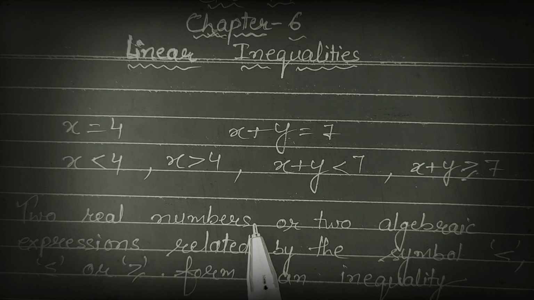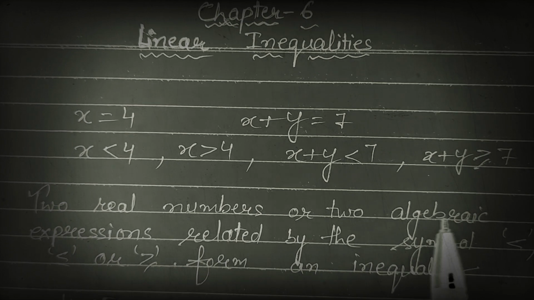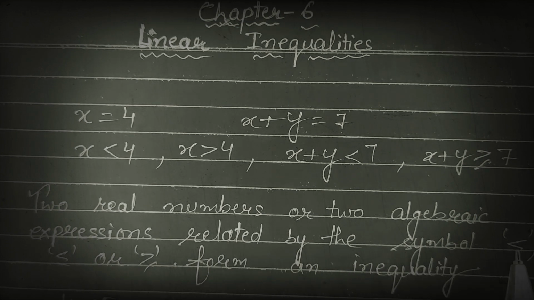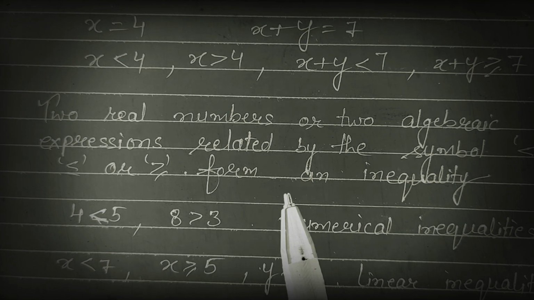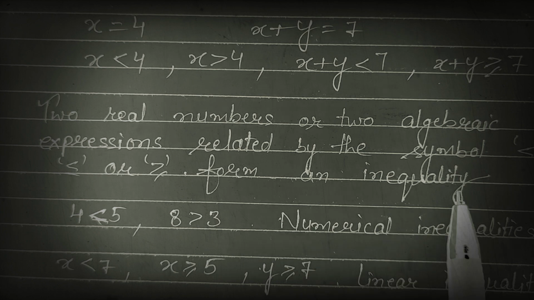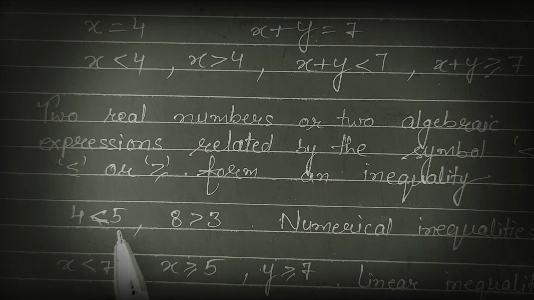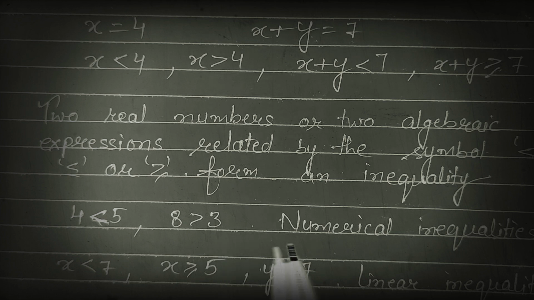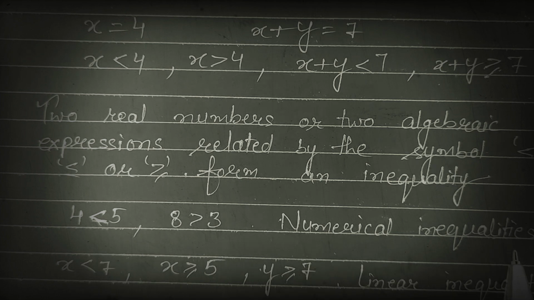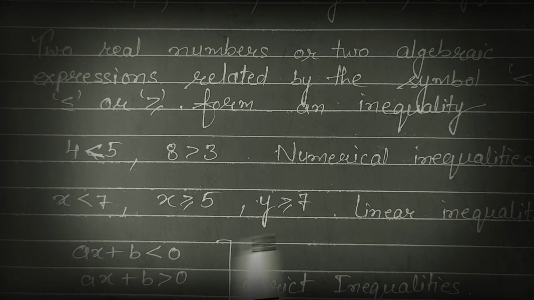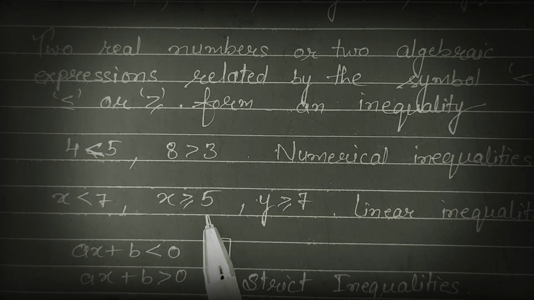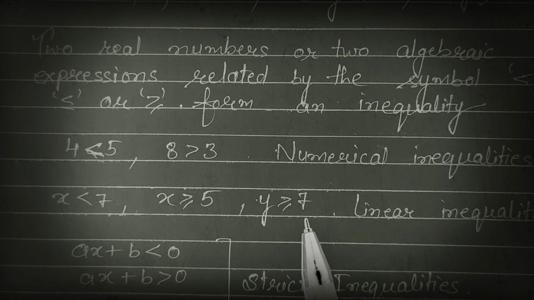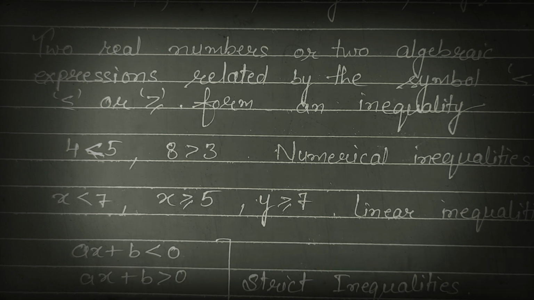Suppose two real numbers or two algebraic expressions are related by the symbol less than, greater than, less than or equal to, or greater than or equal to, they form an inequality. Suppose 4 is less than 5, 8 is greater than 3. These are numbers, so these are called numerical inequalities. If x is less than 7, x is greater than or equal to 5, y is greater than or equal to 7, these are called linear inequalities.